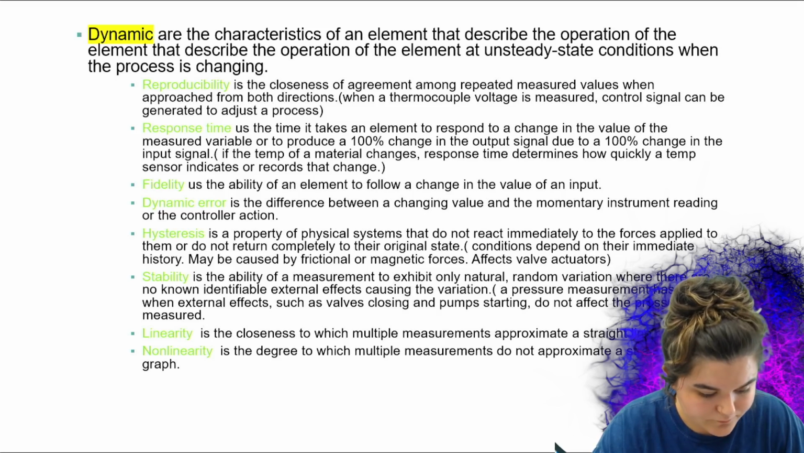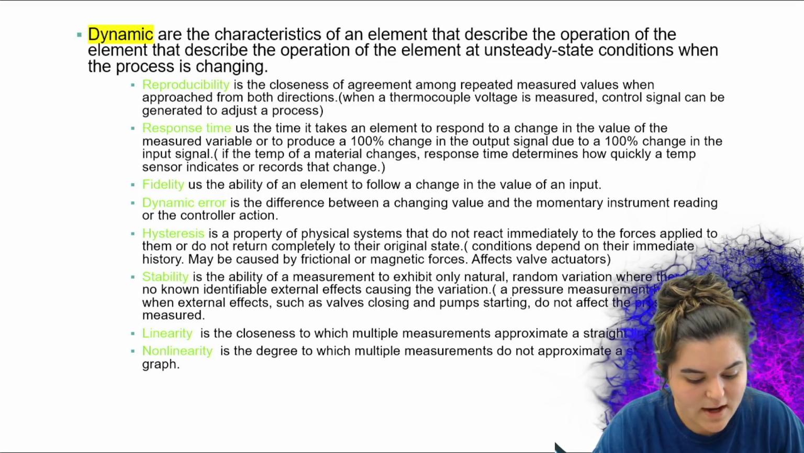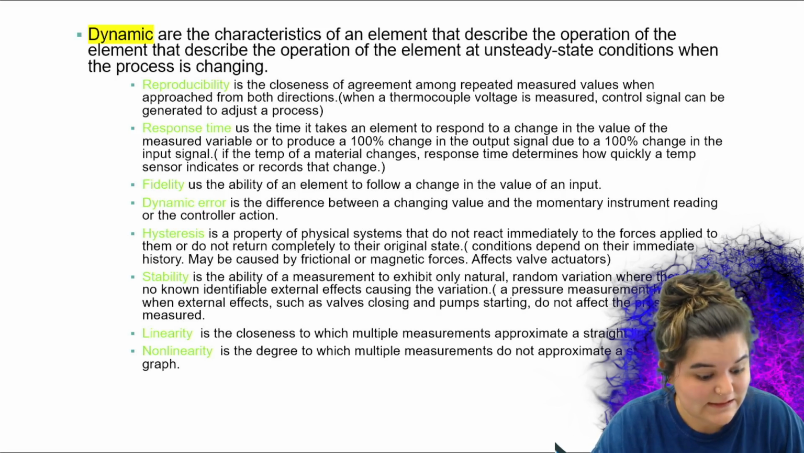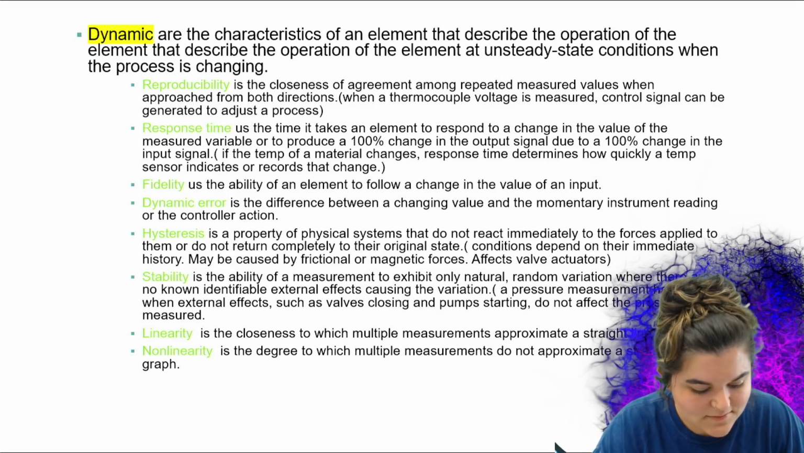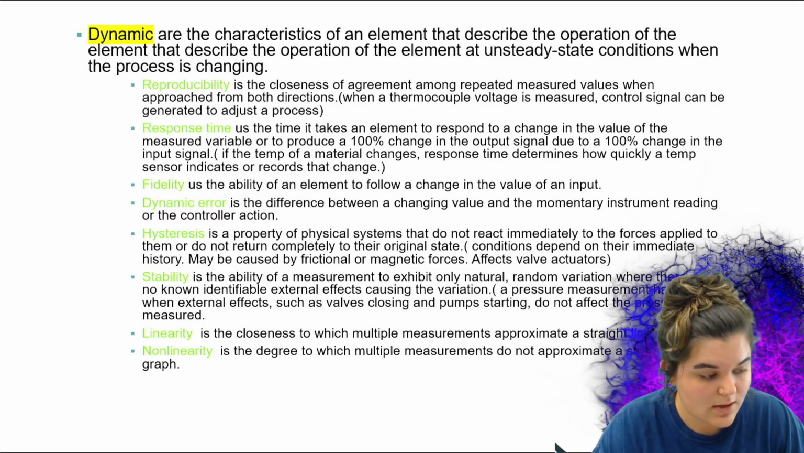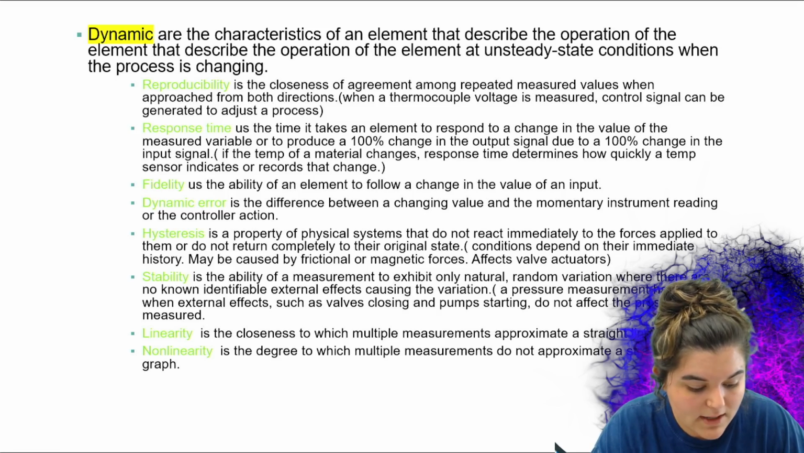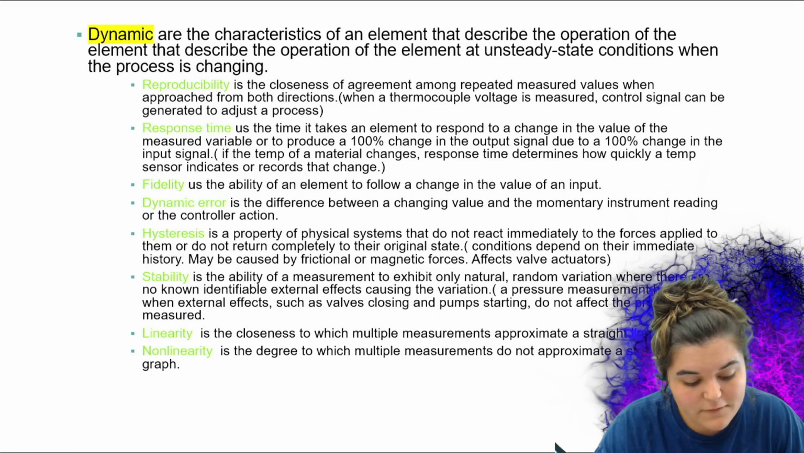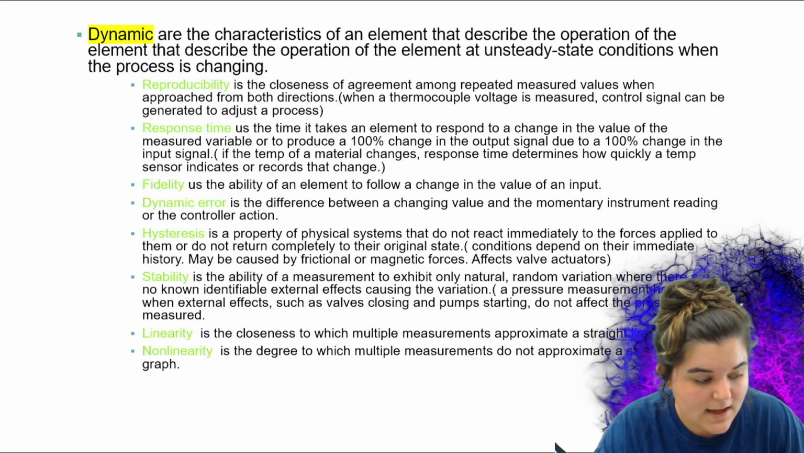Dynamic error is the difference between a changing value and the momentary instrument reading or the controller action. Hysteresis is a property of physical systems that do not react immediately to the forces applied to them or do not return completely to their original state. So conditions depend on their immediate history. They may be caused by frictional or magnetic forces, and they can affect valve actuators.